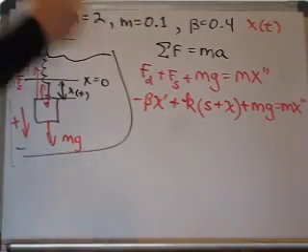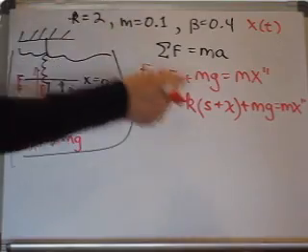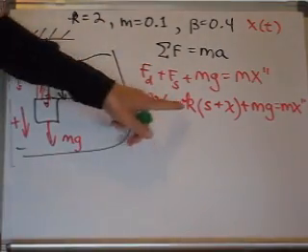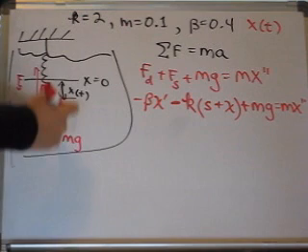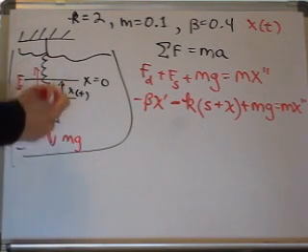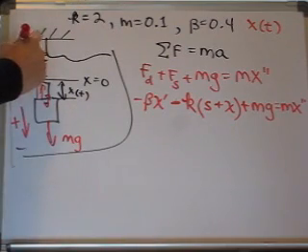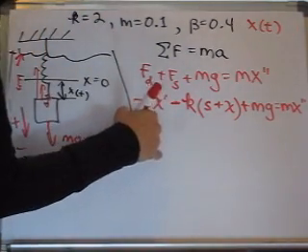On the left-hand side, oops, I should have written this as a negative. The spring force is going to be negative k times s plus x, because gravity is pulling down. If the mass is down here, gravity is pulling down, and the spring is pulling up, and up is the negative direction. Okay, so we can substitute in what we know.